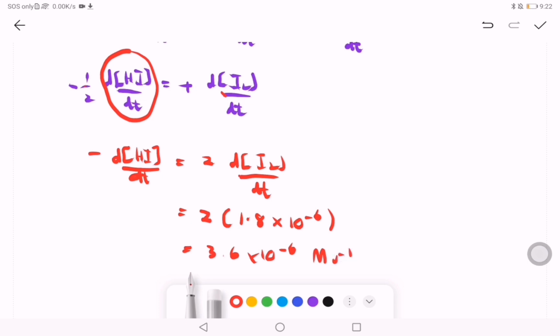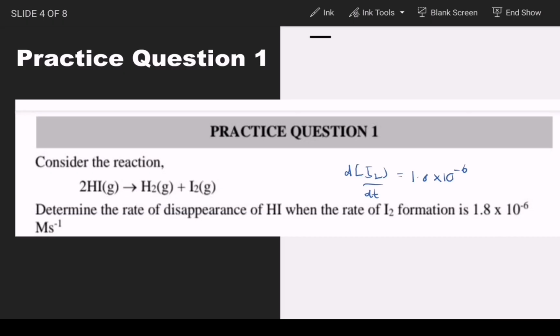So keep in mind the unit for rate is concentration over time. It doesn't matter what unit the time is in, you have to look at the question. So the final answer must have a unit. So that's for practice question 1.